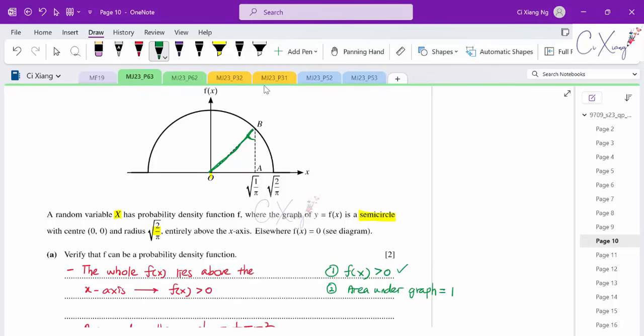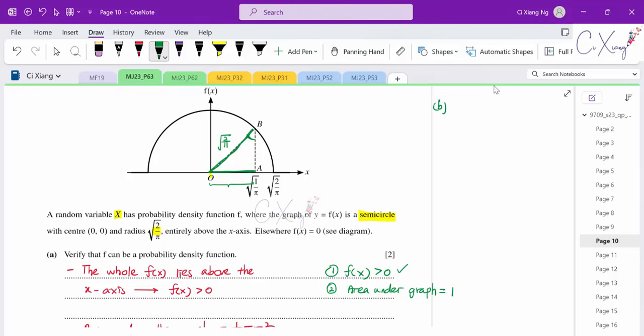So what's the length OB here? The length OB basically is the radius, right? So the radius is square root 2 over pi. I can also use the length OA. What's the length for OA? It is square root 1 over pi. So square root 2 over pi is the hypotenuse, which is the radius, and square root 1 over pi is the length for OA. So from here, maybe I write the proving part here so you can see the diagram clearly.